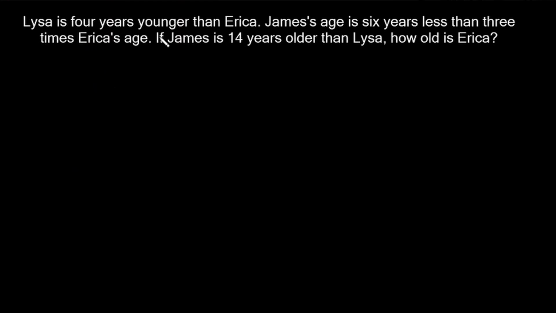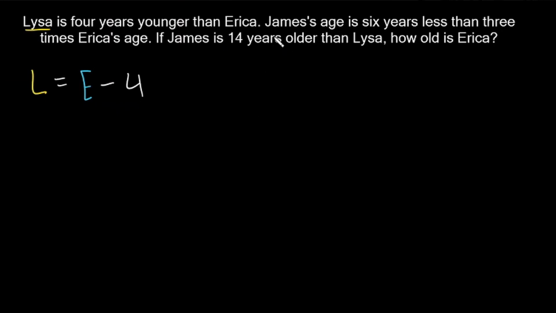Lisa is 4 years younger than Erica. James's age is 6 years less than 3 times Erica's age. If James is 14 years older than Lisa, how old is Erica? So let's start with this. Lisa is 4 years younger than Erica. That means her age, which we're going to use L, is going to be equal to 4 less than Erica's age. So let's use E for Erica's age, and then we need to subtract 4.